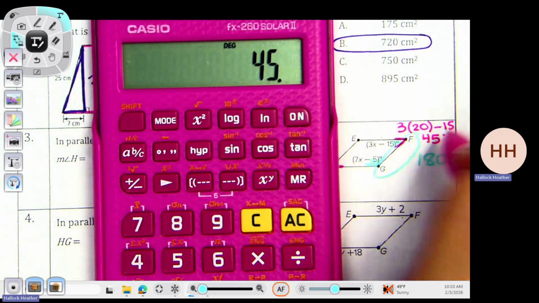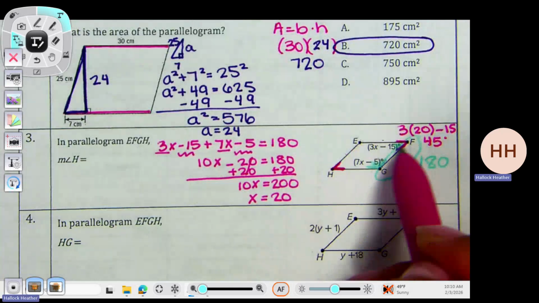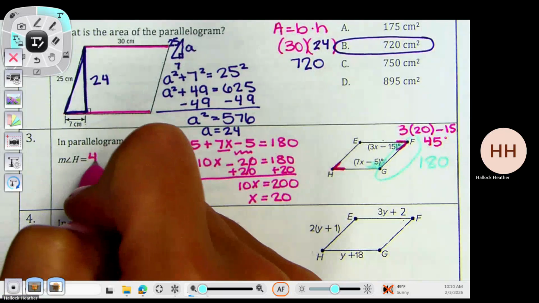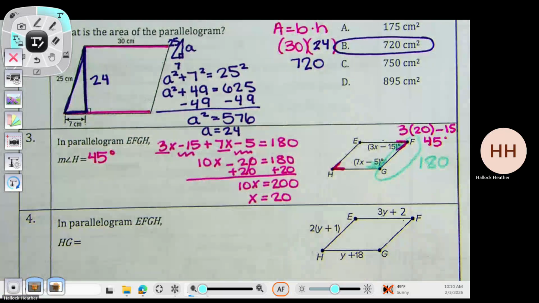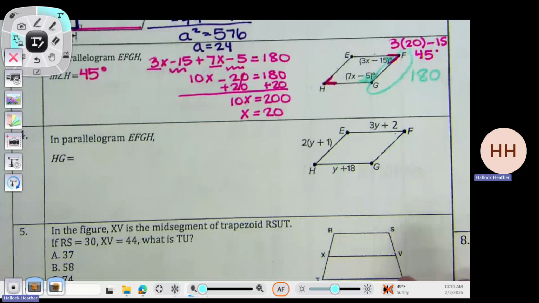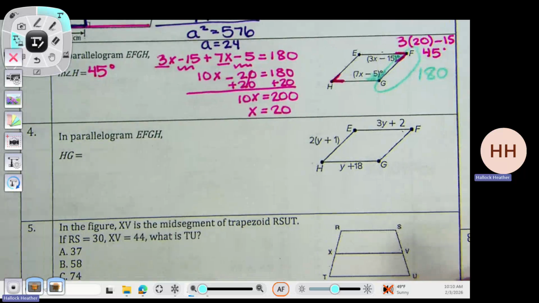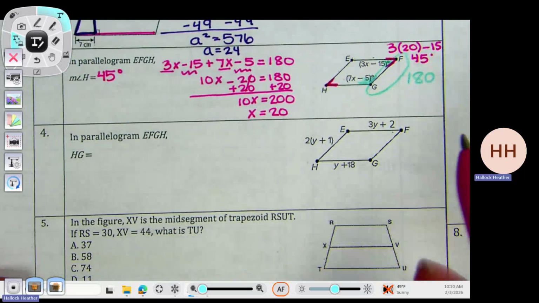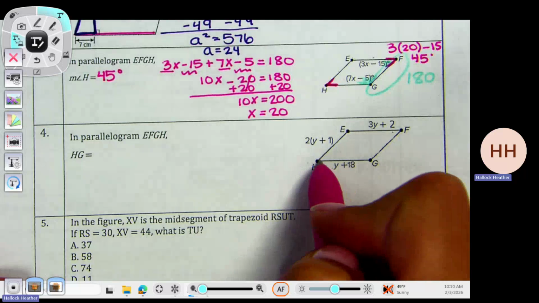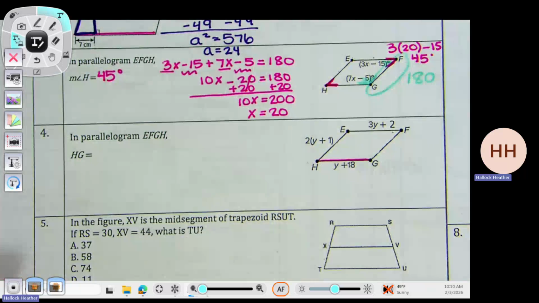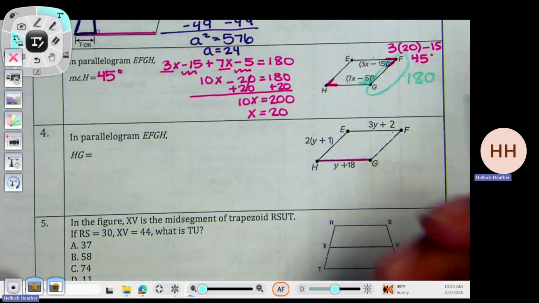45 degrees. So in this corner would be 45 degrees. For number 4, it says we have another parallelogram. We need to find HG. So this one, they gave us extra pieces of information. We do not need to use one of the sides. We're only using the sides that are actually congruent to each other. So the sides match each other.